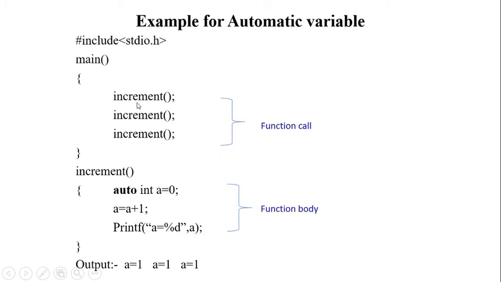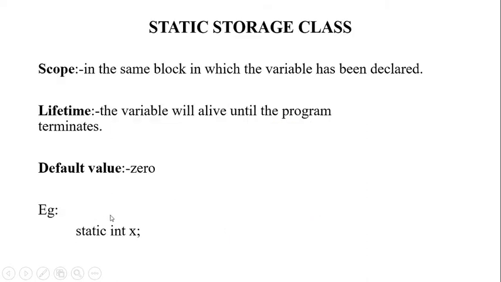During execution, whenever the first function call executes, the control goes to the function definition. Then a is 0, then a becomes 1, so the output will be a = 1. Then when control goes back to the main function, we are declaring the variable a inside this function increment. So this a is local to this increment function only. We will not get a inside this main function. That is the feature of an automatic variable. The lifetime and scope of the automatic variable will be inside this increment function only.